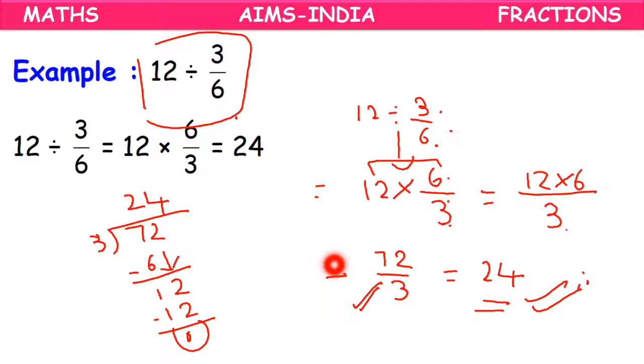I hope the concept of division is clear. While dividing a whole number by a fraction, what should we do? We should multiply the whole number with the reciprocal of the fraction. Yes, the division symbol gets changed into multiplication and we write the reciprocal of the fraction.